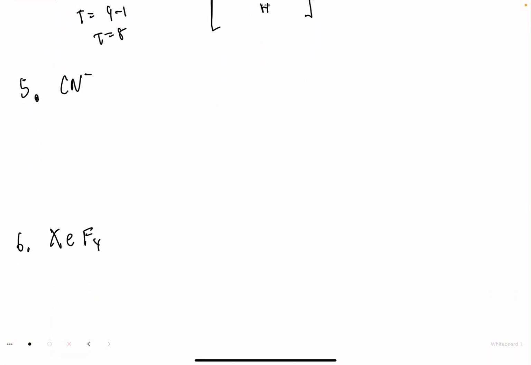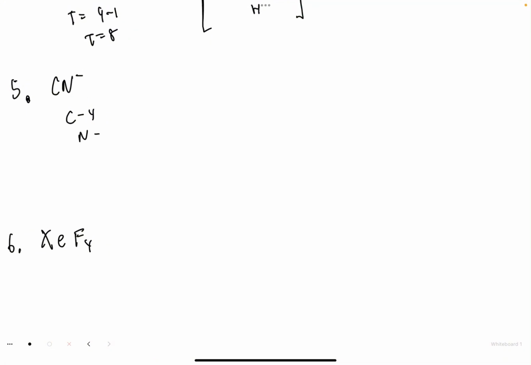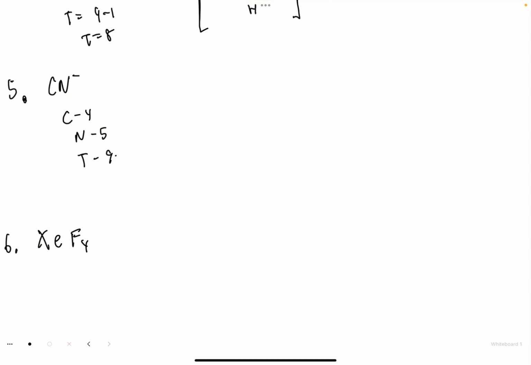The next one is cyanide. So this one is a bit weird. Carbon has 4 valence electrons. Nitrogen again has 5 valence electrons. And then the total would be 9, but we have to take into account the minus, so that gets you to 10. So it's 10. So let's try.